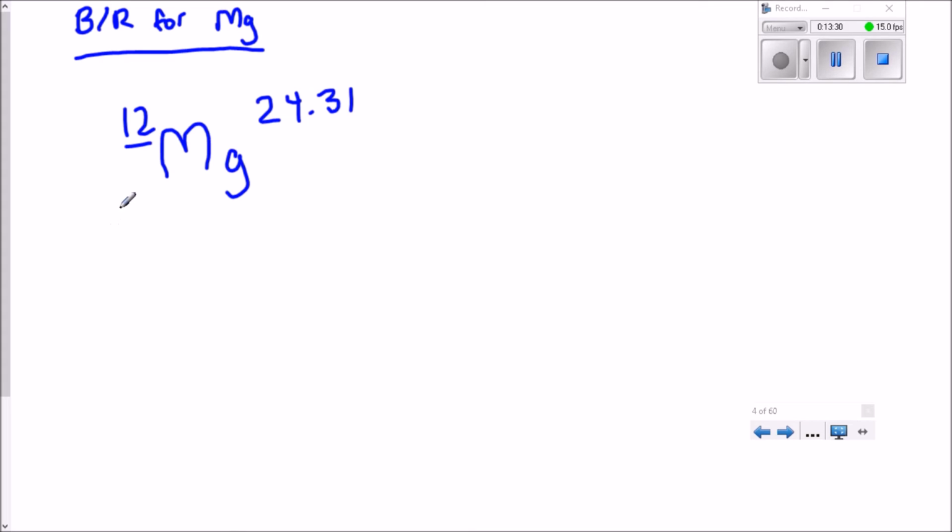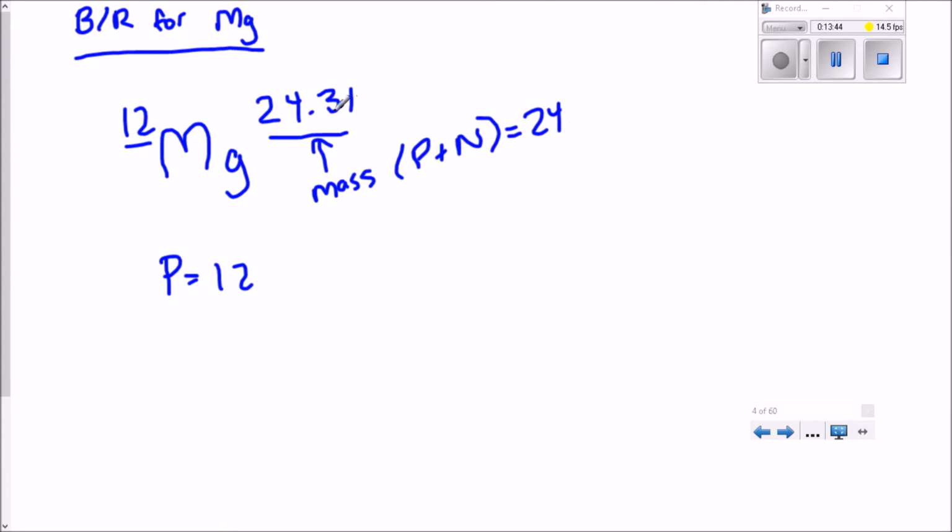That means I have 12 protons. We see that we have a mass, so this is my mass, the bigger number, and that is protons plus neutrons. So if that's going to equal 24 because we round it, and we've got 12 protons, that means I need 12 neutrons. Okay? Now, how many electrons am I going to have? Well, the answer is I'm going to have 12 if my atom is neutral. Electrons are negative, protons are positive.